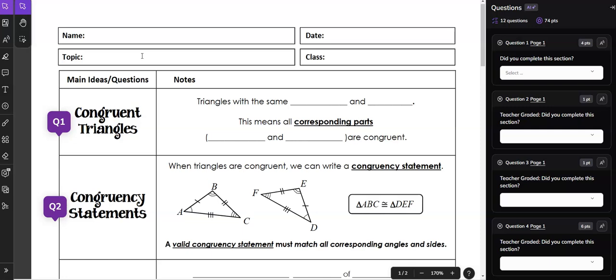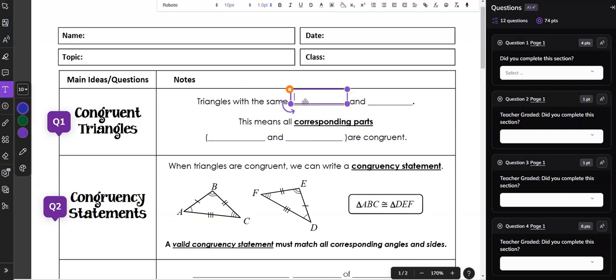All right, guys, so today we're going to talk about congruent triangles. So what are congruent triangles? Well, congruent triangles are triangles that just have the same size and shape.